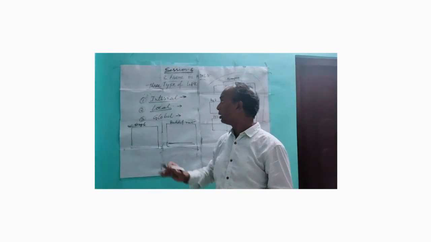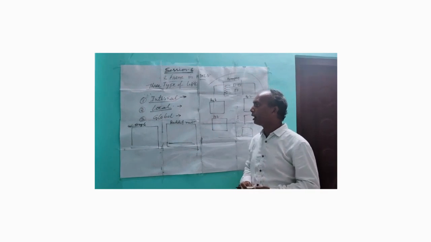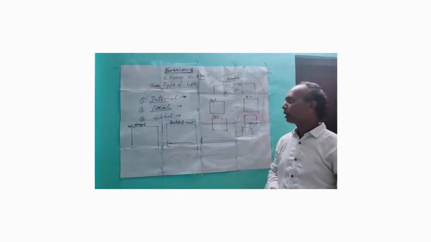Clearly, there are 3 types of link. One is called internal, second one is local, and third one is global.